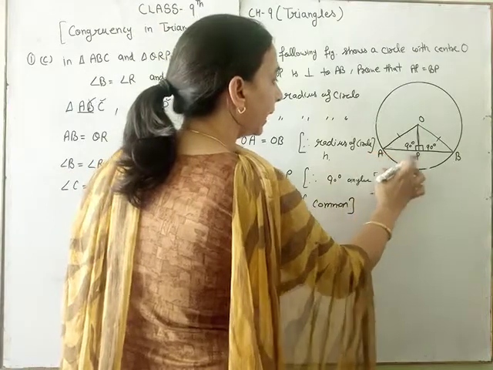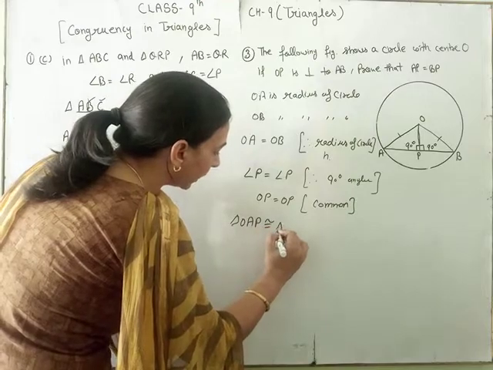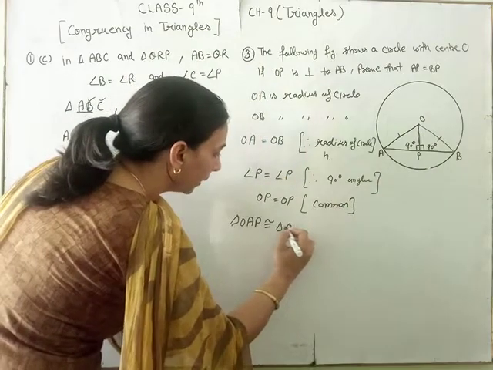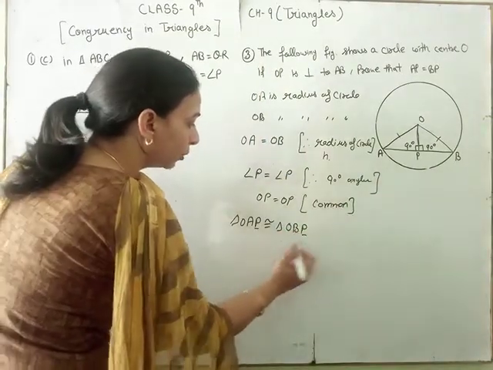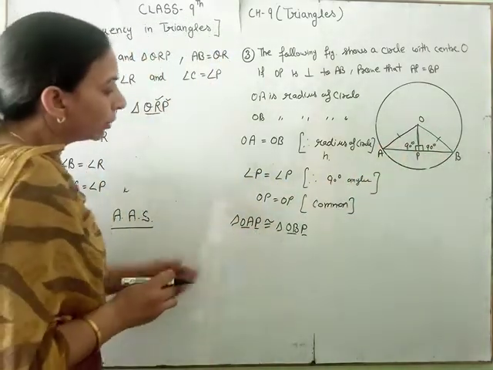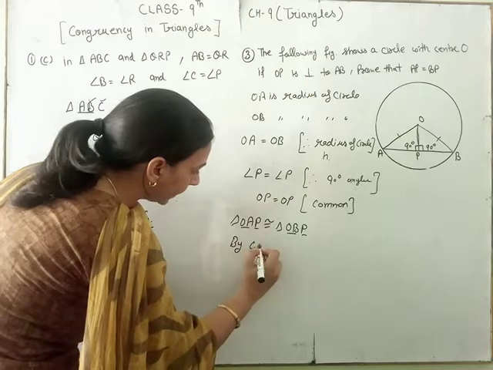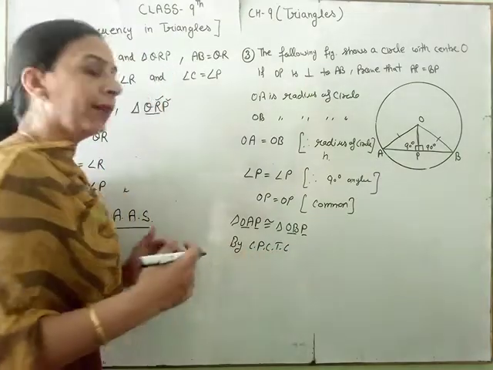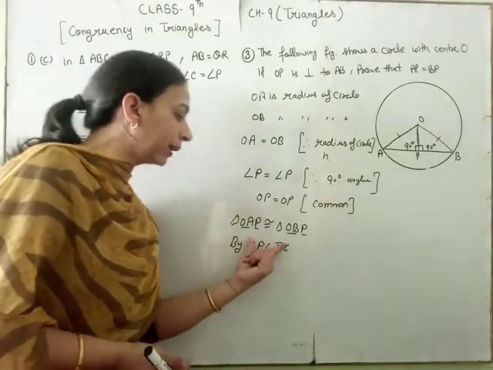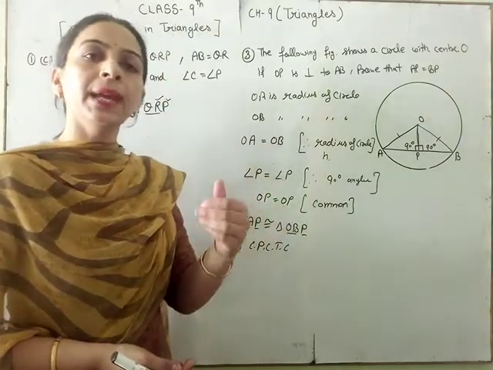Triangle OAP is congruent to triangle OBP, because angle P equal to angle P, and OA equal to OB. Okay, two triangles are congruent. Then by CPCTC, the remaining sides and remaining angles are also equal. If three conditions are satisfied, then the two triangles are congruent. Two triangles congruent means both triangles have the same shape and same size.